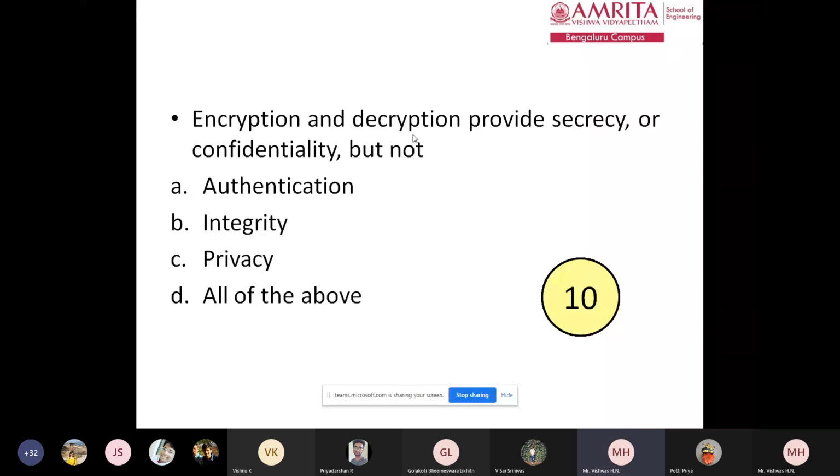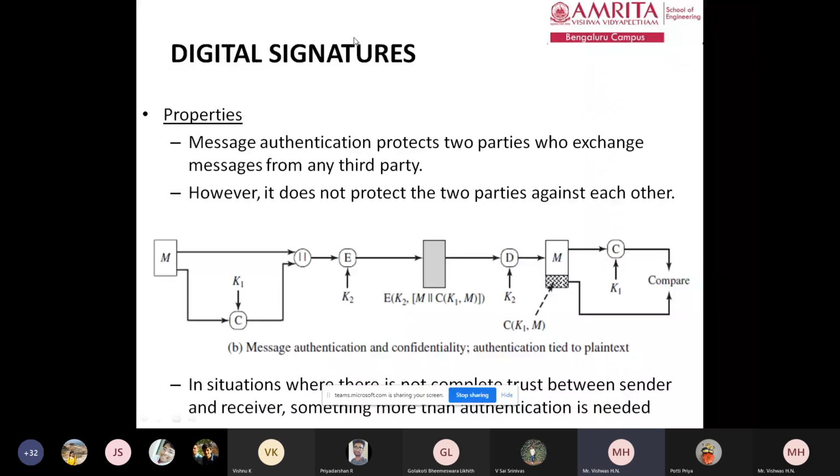So again, this also you have to keep in mind and answer me later once we discuss a couple of upcoming slides. Okay, digital signatures. So what are the properties of digital signature? Message authentication protects two parties who exchange messages from any third party. Basically the property of digital signature is to protect two parties who exchange messages from any third party.